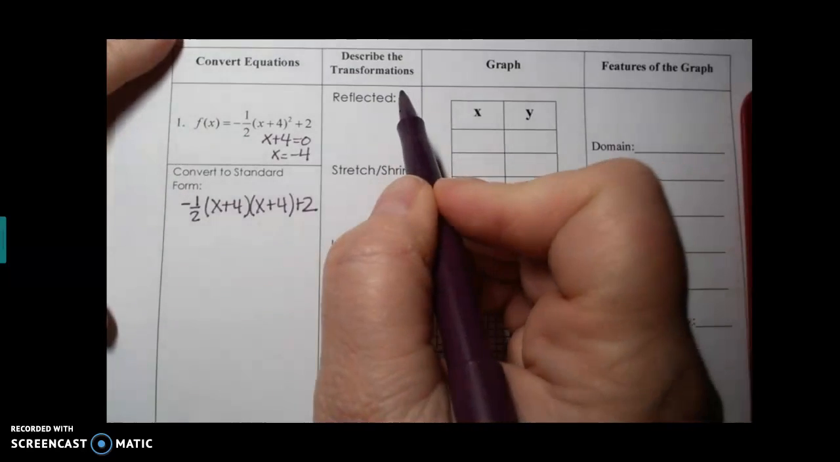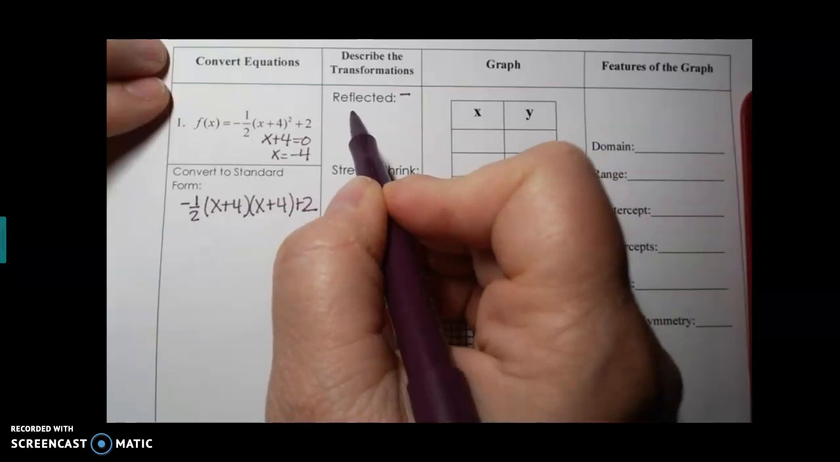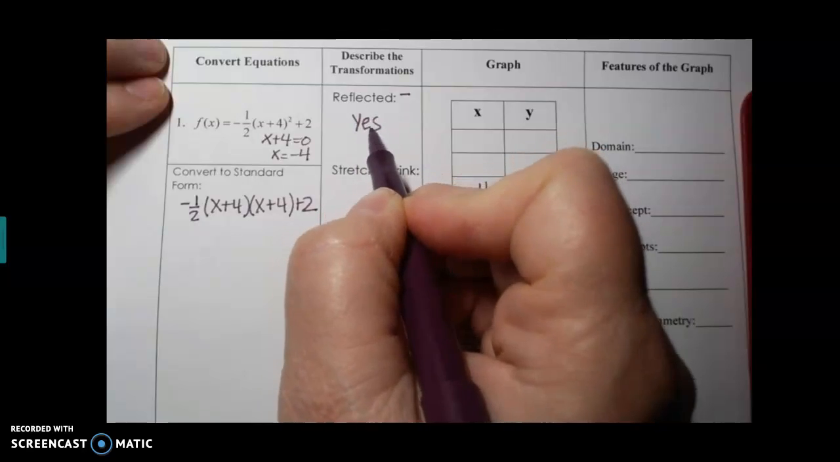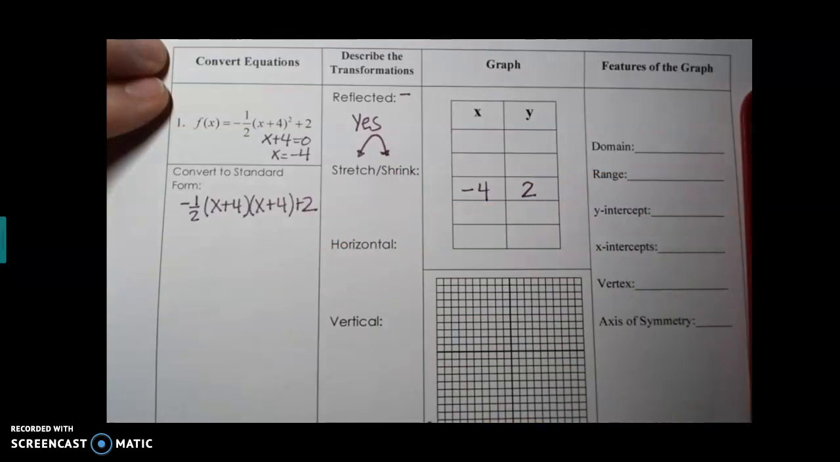Reflected, remember that means is there a negative out front? In this case, there is a negative. So that means, yes, it's reflected, which means it's going to open down. When you graph it, you should have a down opening graph.